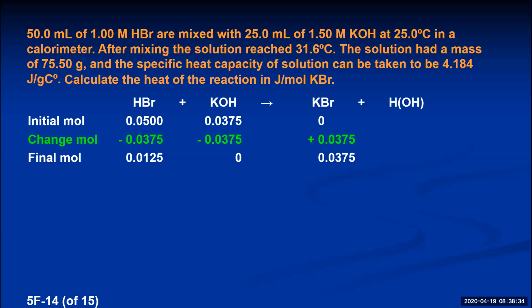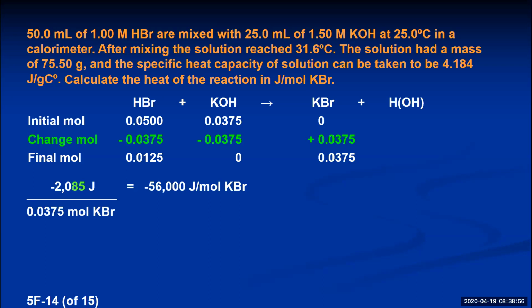So what we'll do is take the amount of heat given off in this particular calorimetry experiment, which, when we use these amounts of reactants and products, we found out we released 2,085 joules. If I divide that by the moles of the KBr that were produced, I now have my answer in joules per mole of KBr, and rounded to 2 significant figures, that comes out to negative 56,000 joules per mole of KBr.